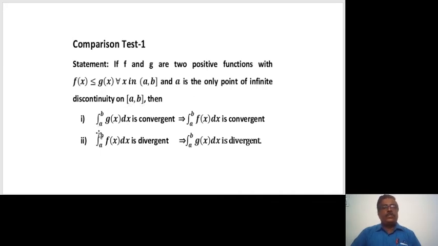Then the first one: if the integral from a to b of g of x dx is convergent, then the integral from a to b of f of x dx is also convergent. Second one: if the integral from a to b of f of x dx is divergent, this implies the integral from a to b of g of x dx is also divergent, right? So now we prove this theorem.